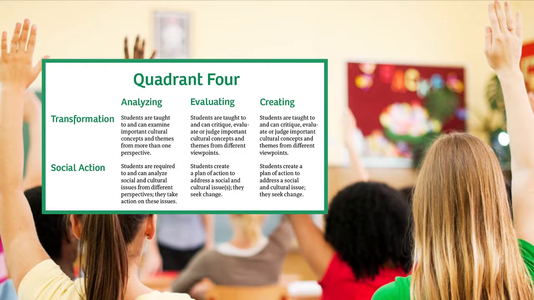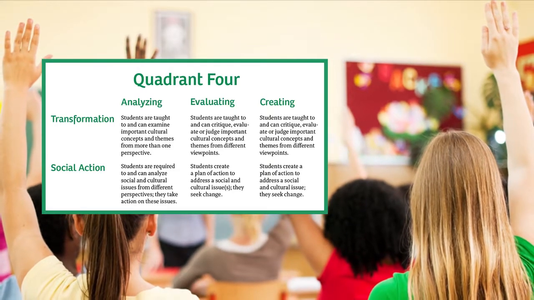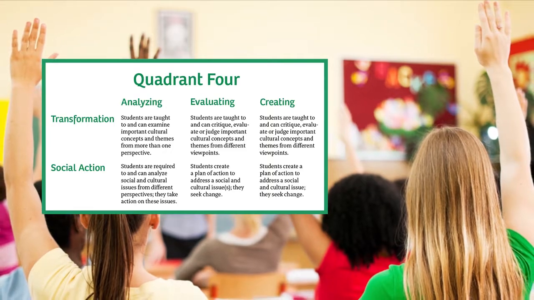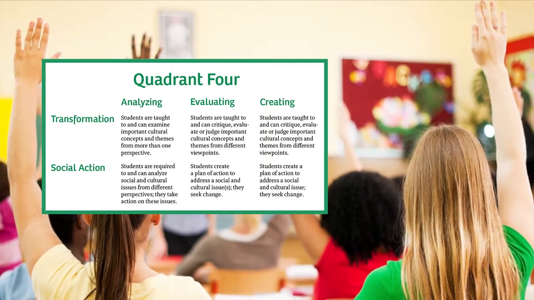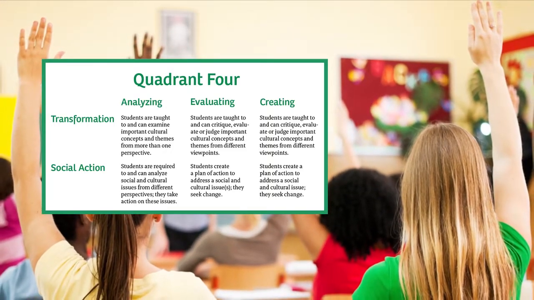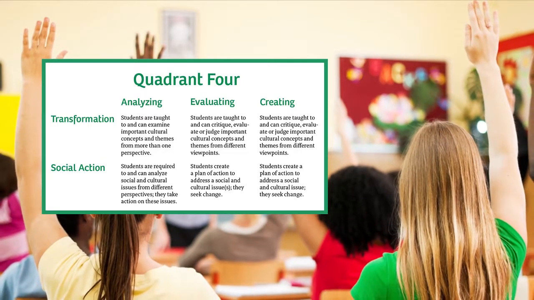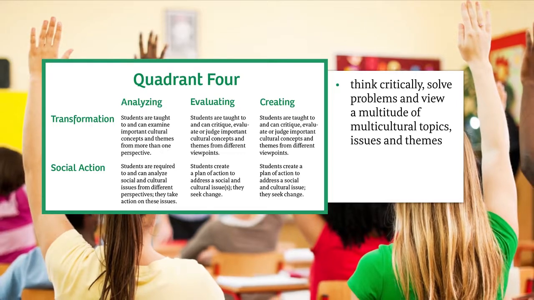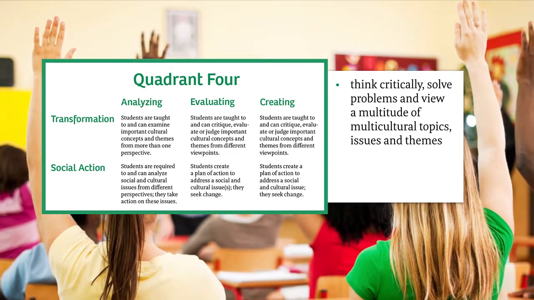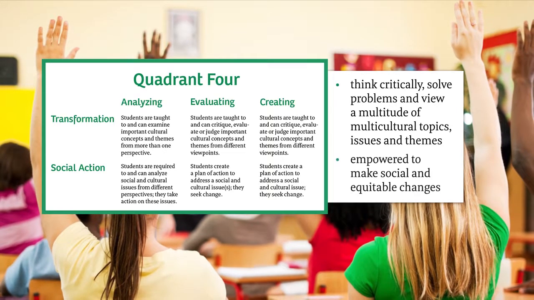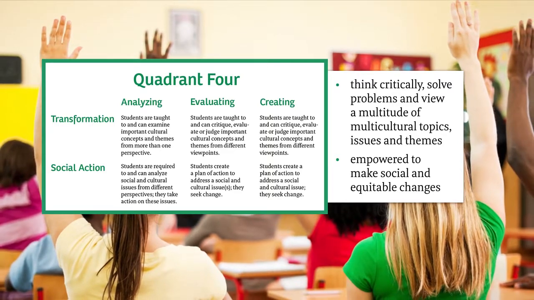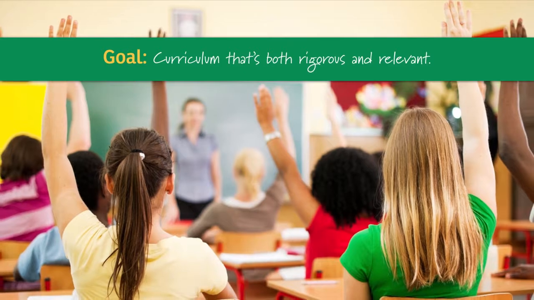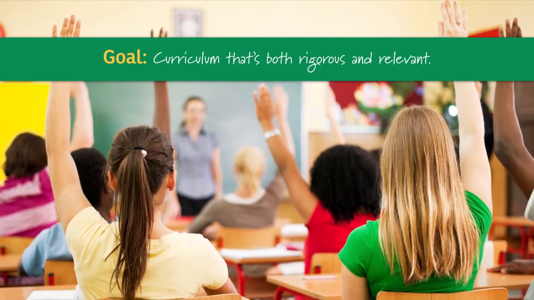With Quadrant 4, we reach the highest levels of Bloom's taxonomy, analyzing, evaluating, and creating, in combination with the highest levels of Banks's model, transformation and social action. Instruction within Quadrant 4 encourages your students to think critically, solve problems, and view a multitude of multicultural topics, issues, and themes. Students are empowered to make social and equitable changes in developmentally appropriate ways. This is the goal: curriculum that's both rigorous and relevant.